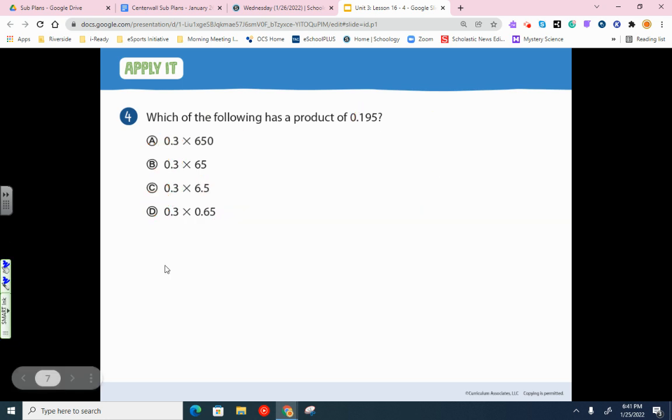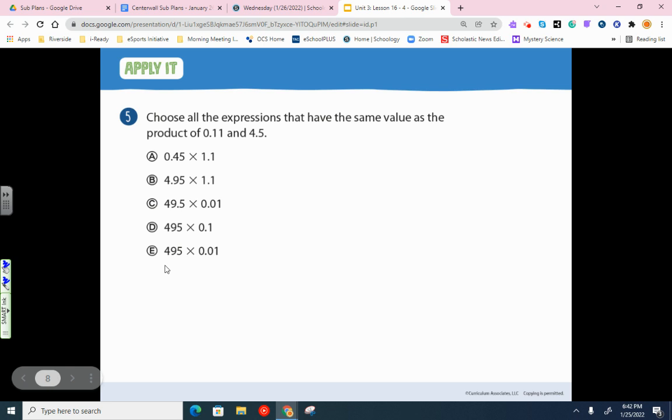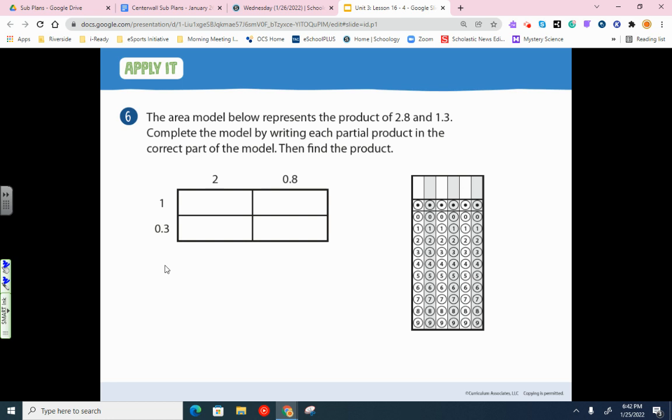All right, we're going to skip 5. I don't like 5 at all. It's got multiple answers and I hate those. Let's go to 6. I also don't really like area models, so let's solve this one. 2 and 8/10 times 1 and 3/10. Let's just solve this one.